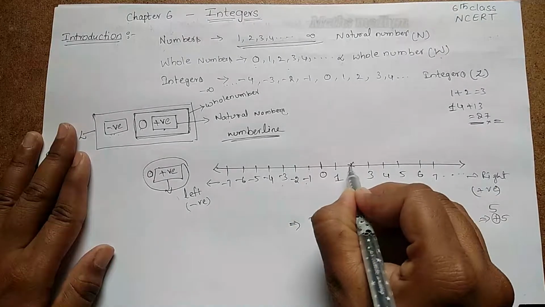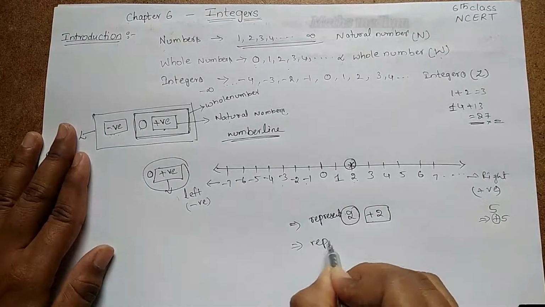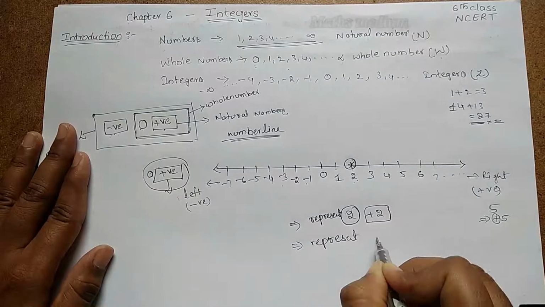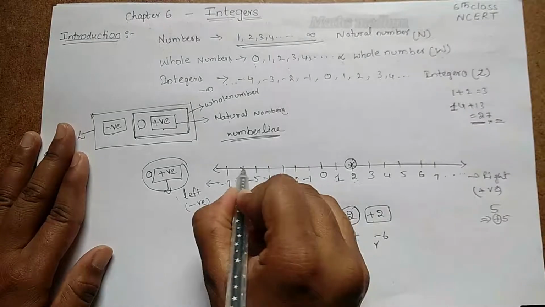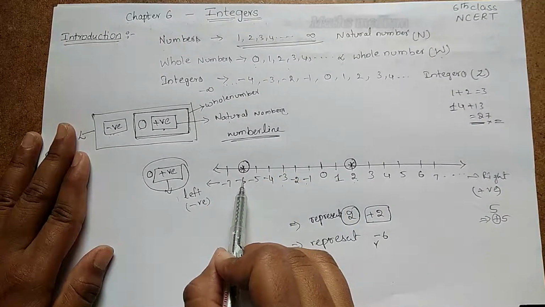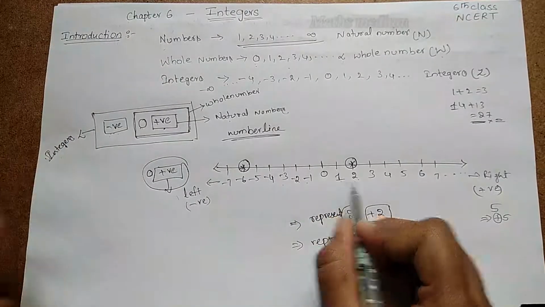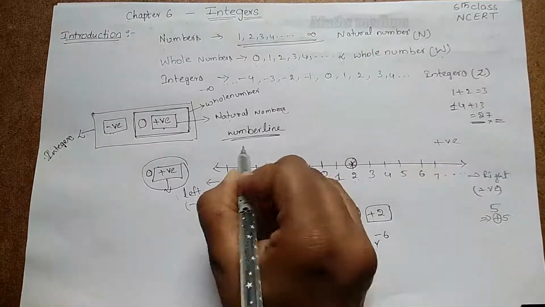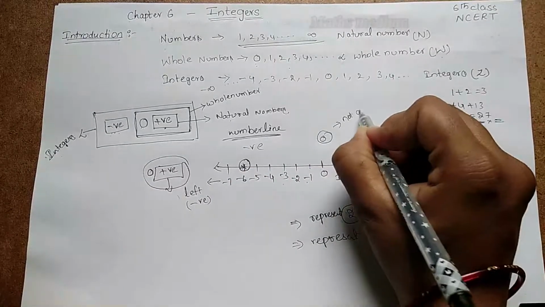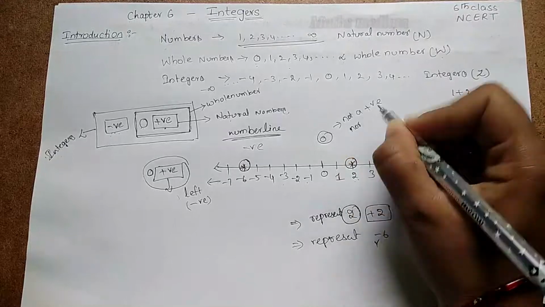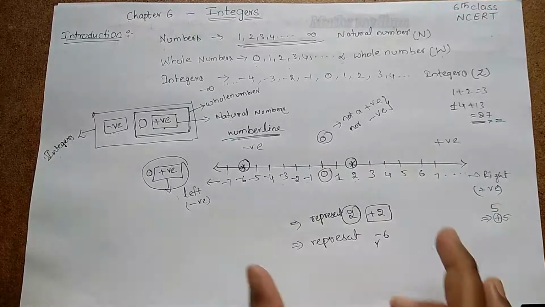So we are denoting this number here. This is 2. If we represent minus 6, here we have a minus symbol, so we have to represent this on the negative side of the number line like this. If you observe this, we are using both positive numbers and negative numbers with the 0. Here 0 is neither a positive number nor a negative number. So 0 is the middle number for the integers.